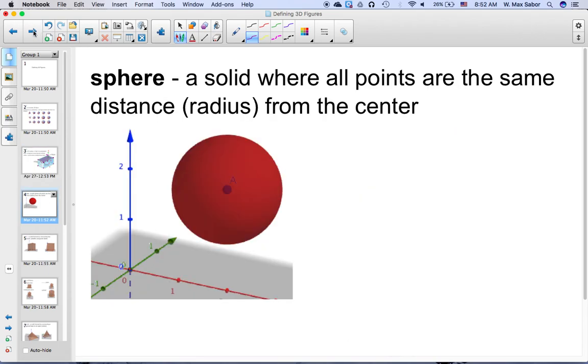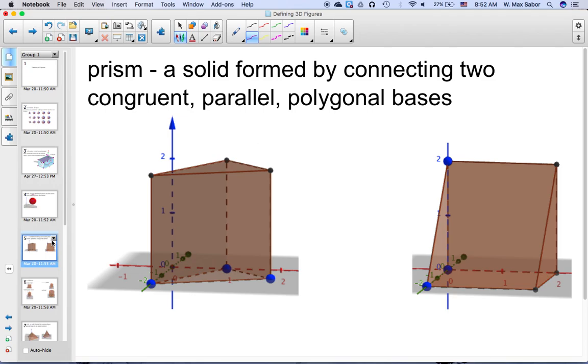A sphere is a solid where all points are the same distance from the center. This is the same definition as a circle, except now we have a solid instead of a two-dimensional figure. So not only is this going to the left and to the right, but also forward and backward, in and out of the screen. A prism is a solid formed by connecting two congruent parallel polygonal bases.